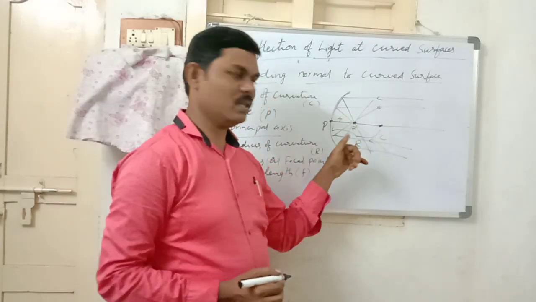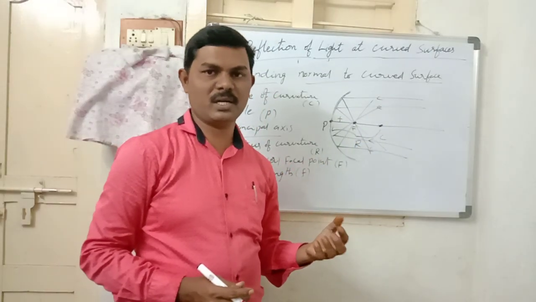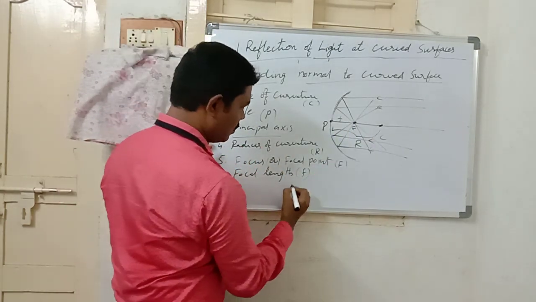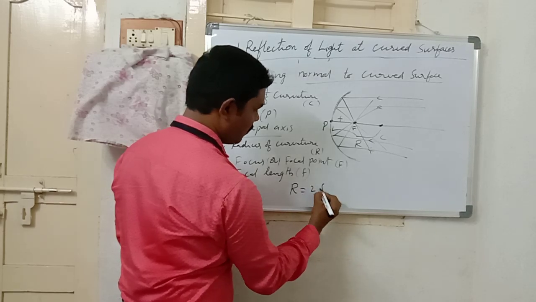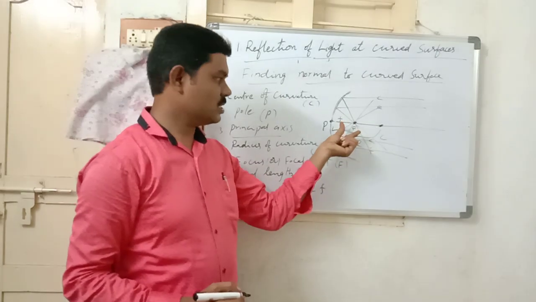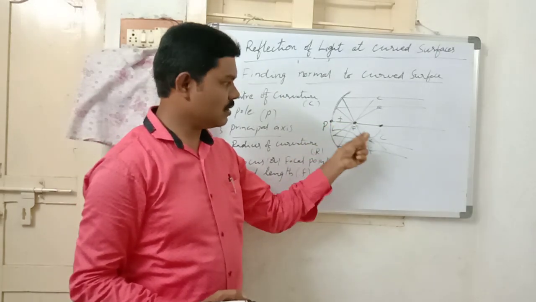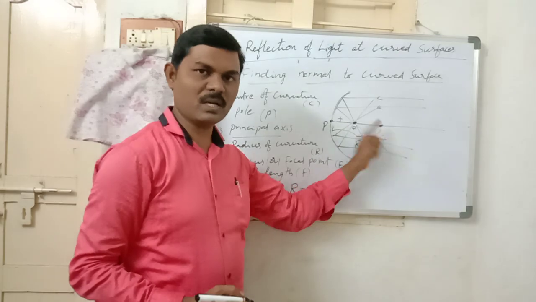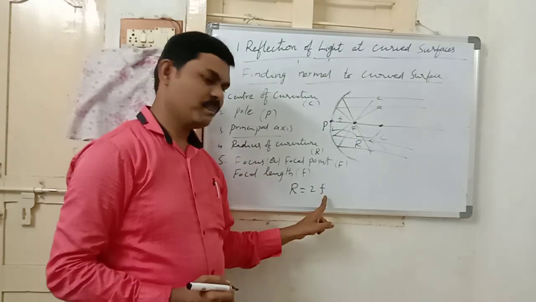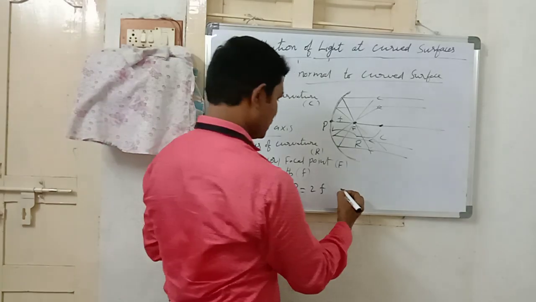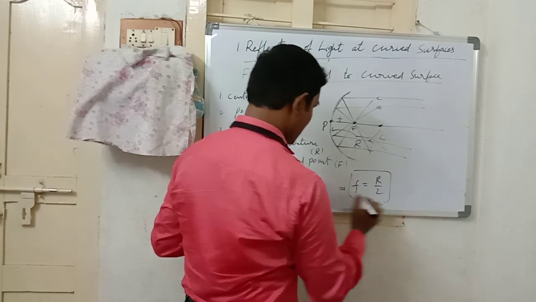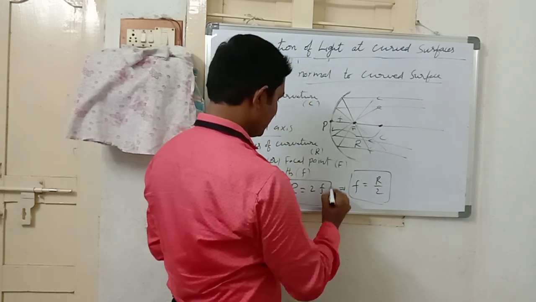Now we will discuss the relation between radius of curvature and focal length. See here, R is equal to 2f, double the focal length. Radius of curvature is double the focal length. That means the distance between pole and focus is equal to the distance between focus and center of curvature. So from this we can derive focal length f is equal to R by 2. This is the relation between radius of curvature and focal length.